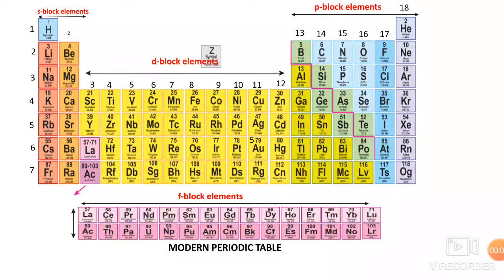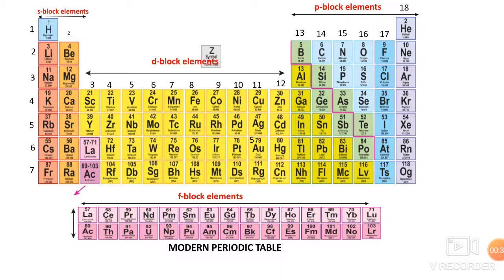Hello students, we have studied the basic information of the modern periodic table in standard 11. In the modern periodic table, elements are arranged on the basis of their electronic configurations. We will just revise the definition of element. An element is a substance which cannot be further divided into simpler form either by any physical or chemical method.